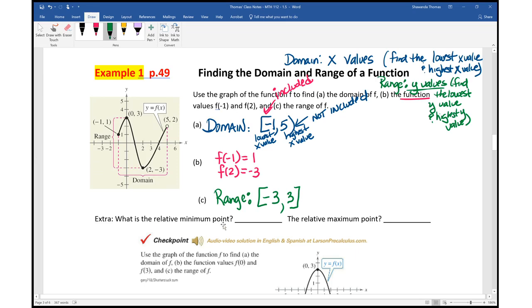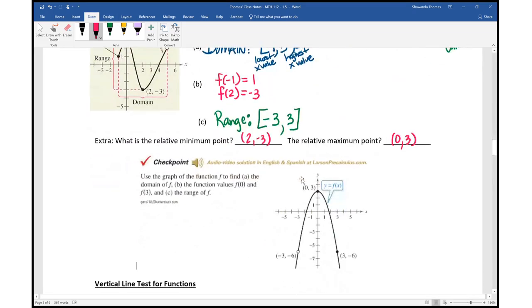Now, what is the relative minimum point? Minimum means lowest. Where was the lowest point? We just went over it. The lowest point was (2, -3). What was the highest point or maximum point? (0, 3).